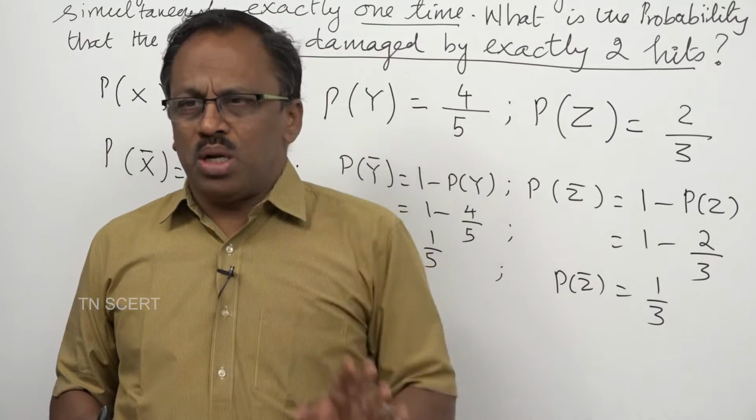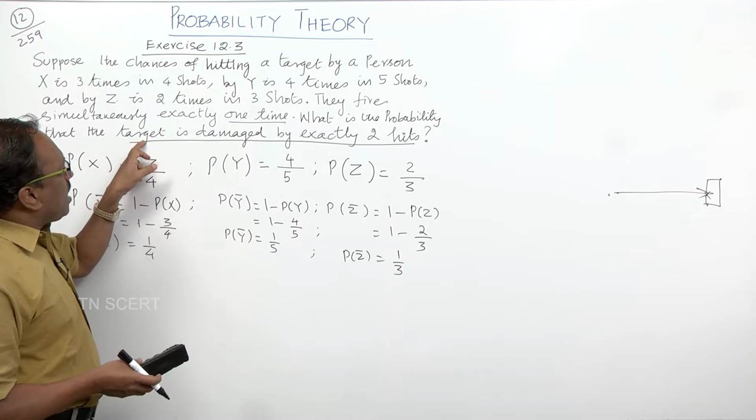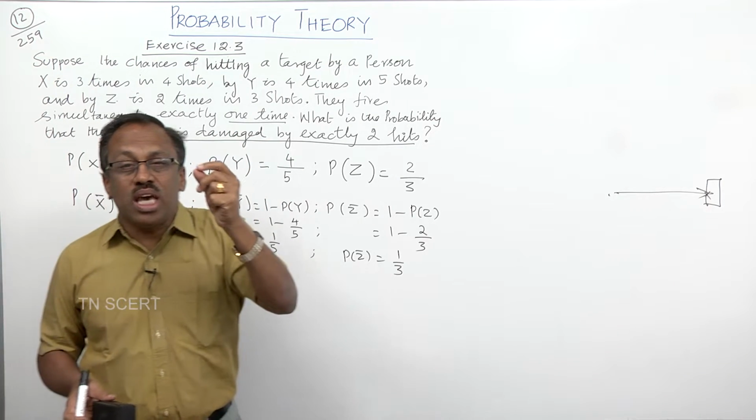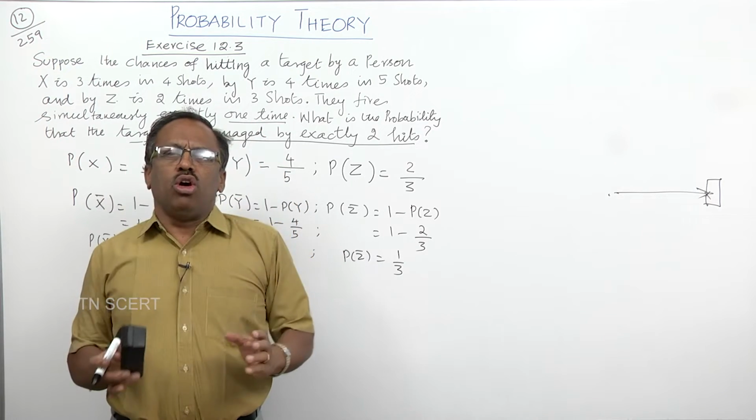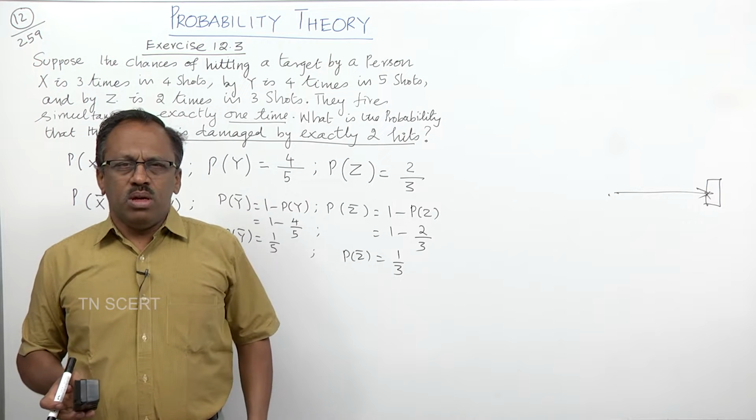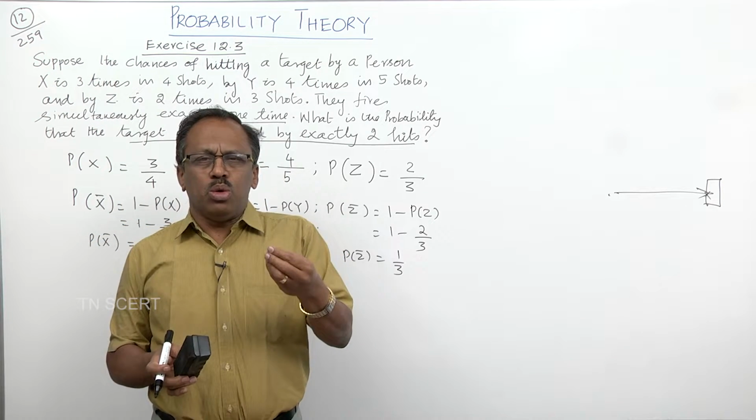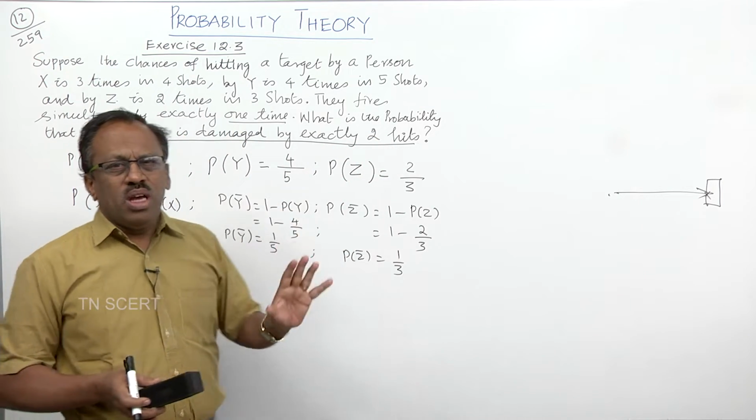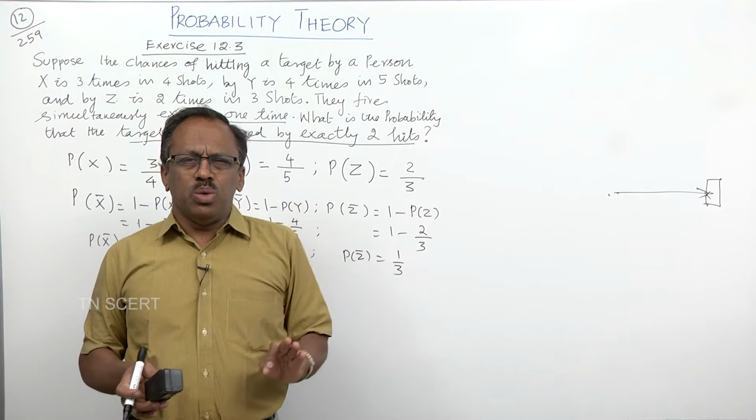Now the question is what? Take the problem here. Probability that the target is damaged by exactly 2 hits. What is the implication of probability here? Do you remember what formula is to be adopted? Suppose, forget about this problem, if I want to do this one with 3 persons, in what way can I do it?